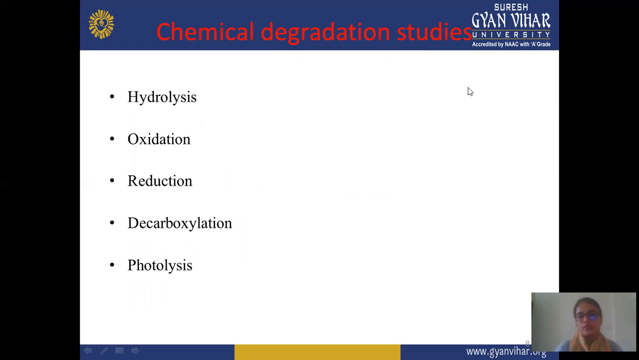Hydrolysis, we already know, is the breakdown of a particle by the addition or removal of a water molecule. Oxidation means a certain oxidation process takes place in a formulation. Reduction means removal or reduction of a condition. Decarboxylation means removal of a carboxylic group. Photolysis means mainly due to the presence of light or sunlight, this photolysis takes place.